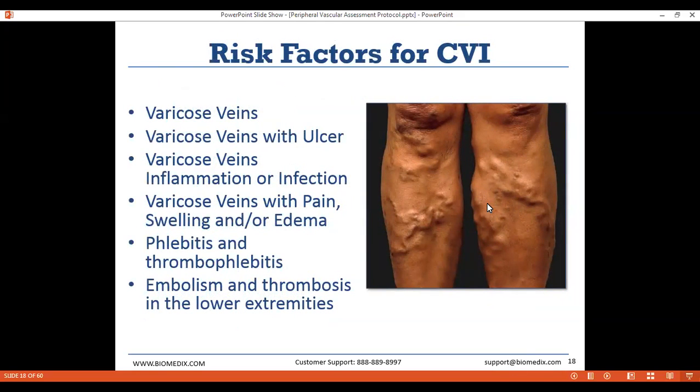And then varicose veins and CVI, sort of two sides of the same coin here. So varicose veins in the presence of an ulcer, in the presence of inflammation or infection, in the presence of pain, swelling, or edema, in the presence of phlebitis or thrombophlebitis, and in the presence of embolism, are all risk factors or red flags for chronic venous insufficiency.